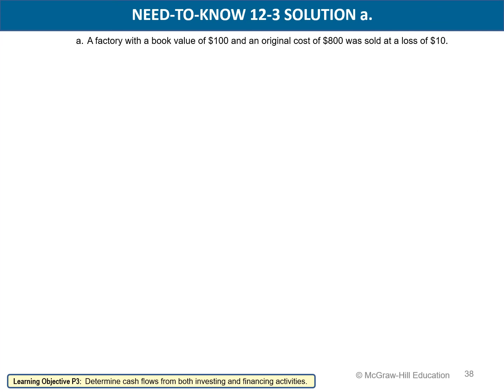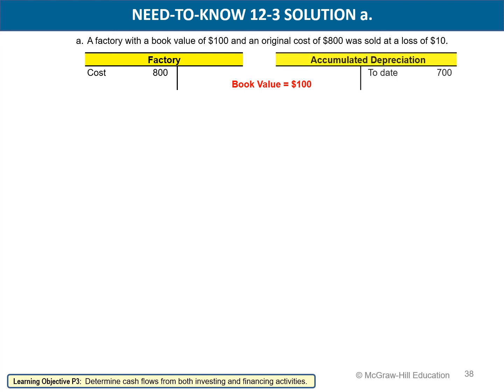All right, so a factory with a book value of 100 and an original cost of 800 was sold at a loss of 10. So if we reconstruct our entry, we had a factory of 800, and we have a book value of 100, which must mean we have accumulated depreciation to date of 700, right? Cost less accumulated depreciation is book value. So our cost gets posted to the left side of our T account for factory, and our accumulated depreciation gets posted to the right side, right?